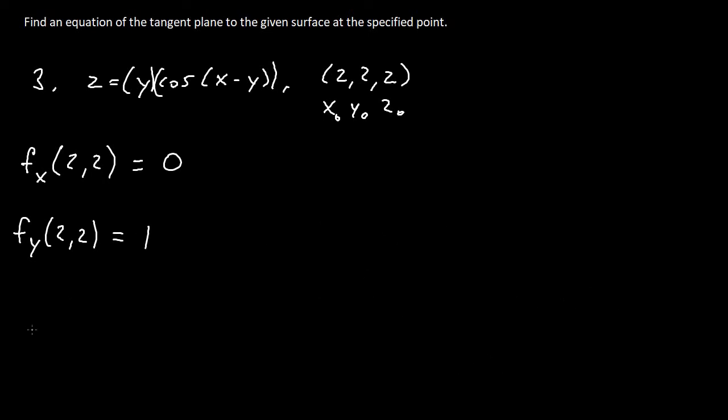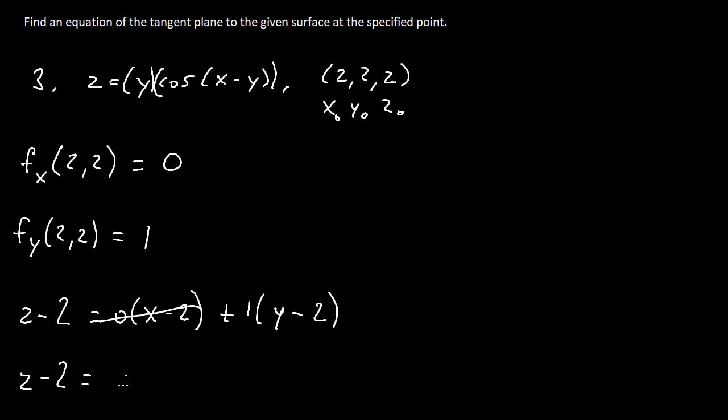So now let's go ahead and use the formula. So once again, z naught is going to be 2. So z minus 2 equals f sub x evaluated at x naught, y naught, which we found to be 0, times x minus x naught, so x minus 2. Notice that doesn't even matter since we're multiplying by 0, so that will cancel. And then plus f sub y evaluated at x naught, y naught, which we found to be 1, times y minus y naught, which is 2. So now if we simplify, we get z minus 2 equals y minus 2. So if I add the 2's, they'll cancel, and so the final answer is z equals y.